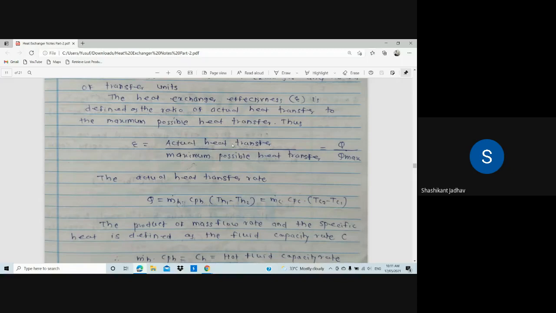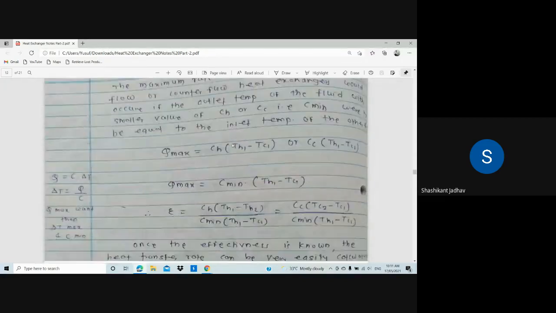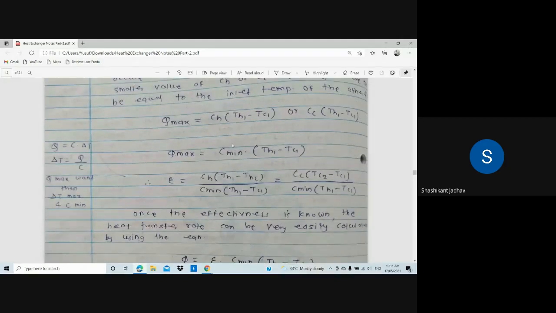So how to calculate the value of q? As we know the equations for q, that is m dot h into cph into bracket th1 minus th2, and for the cold fluid m dot c into cpc into bracket tc2 minus tc1. Mass flow rate into specific heat is nothing but heat capacity, so m dot h into cph is CH, and m dot c into cpc is CC. We have to calculate the values of CH and CC, and from that understand which value is minimum and which is maximum. The minimum value is C minimum and the maximum value is C max.